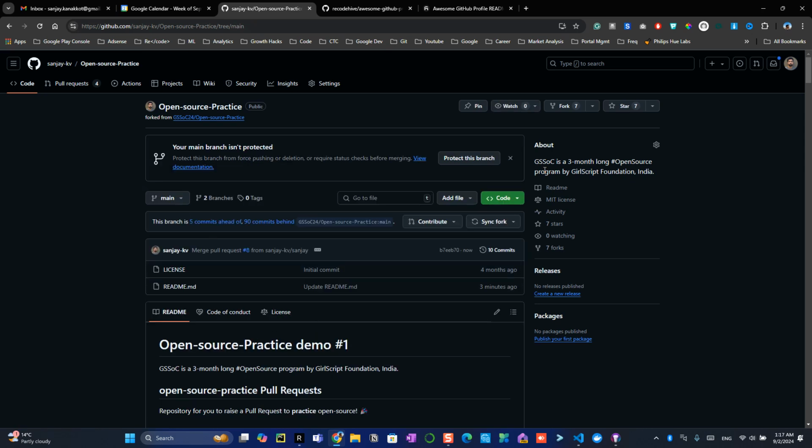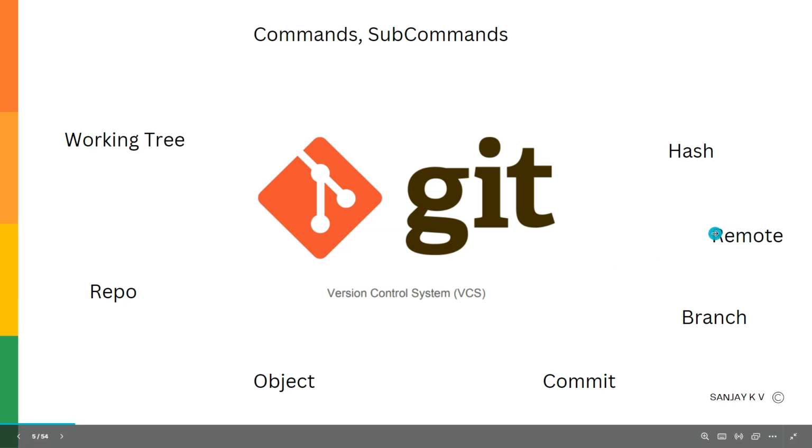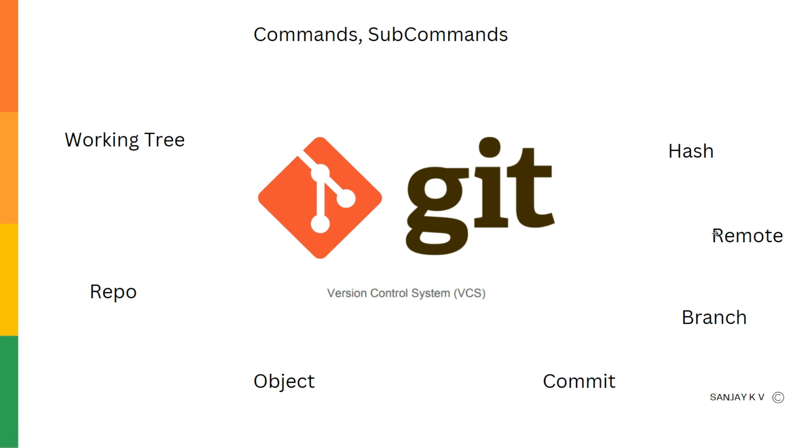Now there is something called remote over here. So I hope we are still talking about this particular terminology. So what exactly is a remote? A remote is a named reference to another Git repository. When you create a repo, Git creates a remote called origin, and that is the default remote for push and pull operations. So when you do push and pull operations, we use a remote named origin.